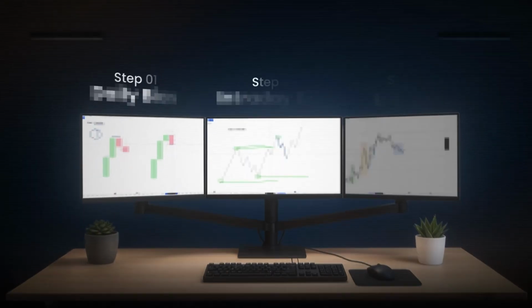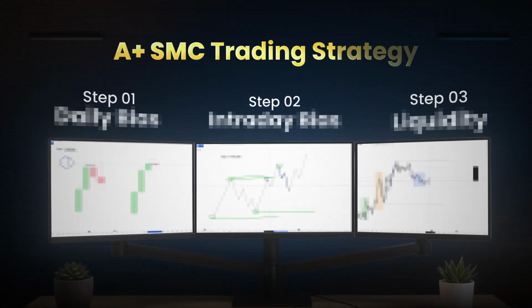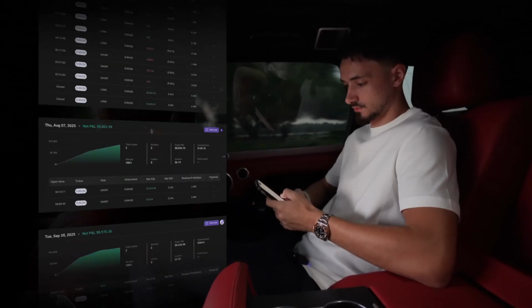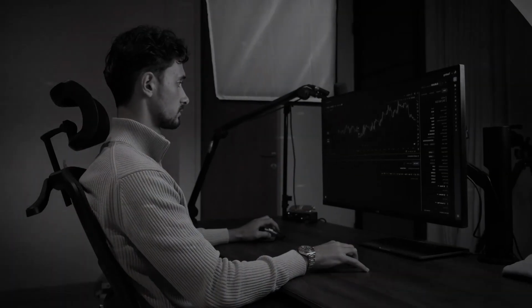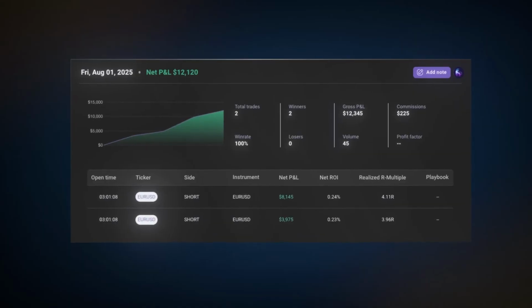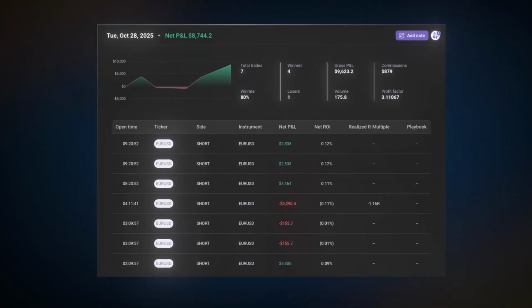This 3-step A+ SMC trading strategy is the reason that I am a profitable trader. It was the first ever strategy that made me profitable and still to this day is my best strategy, the one that makes me the most money and is the most consistent.